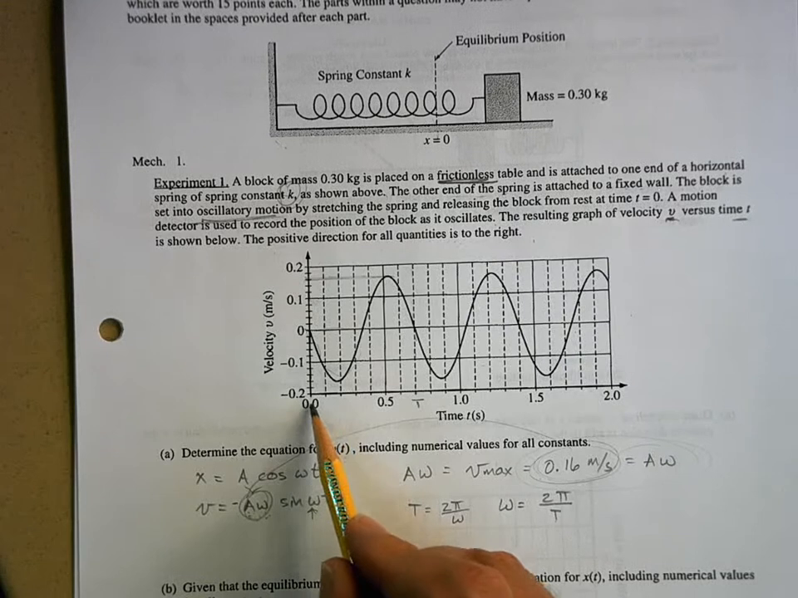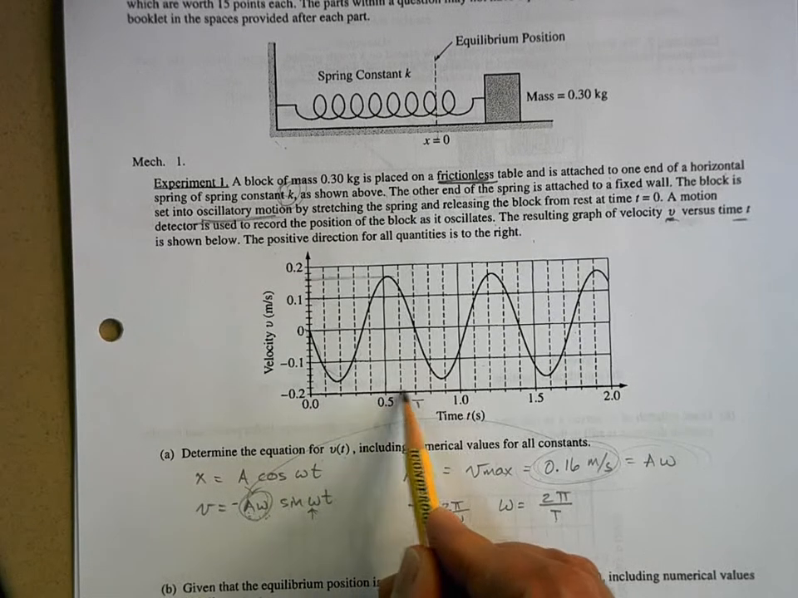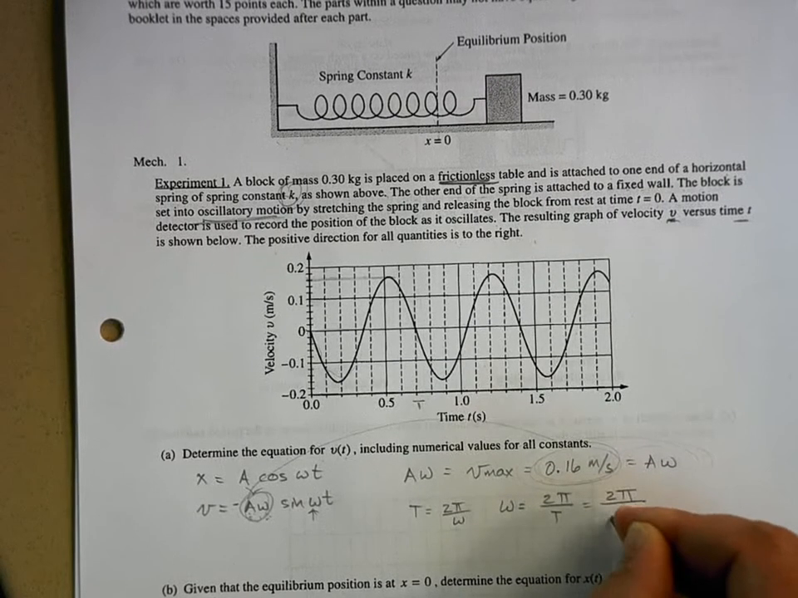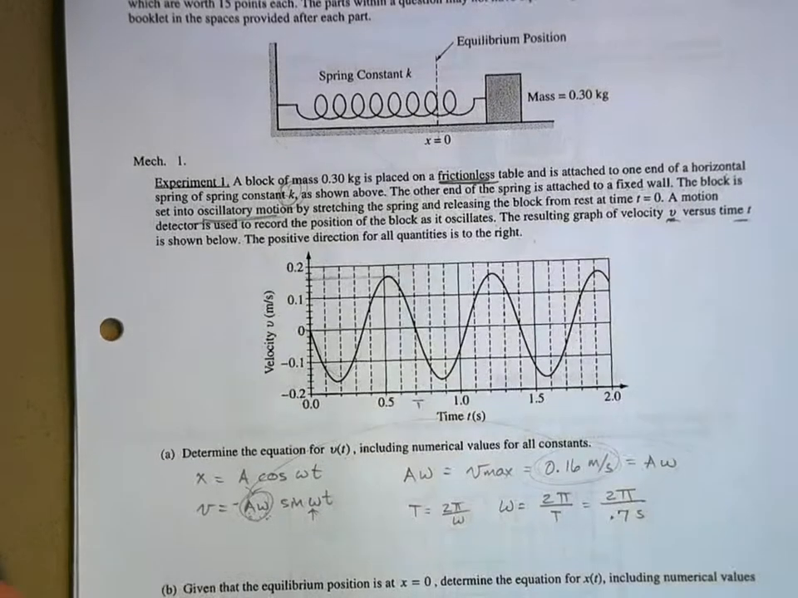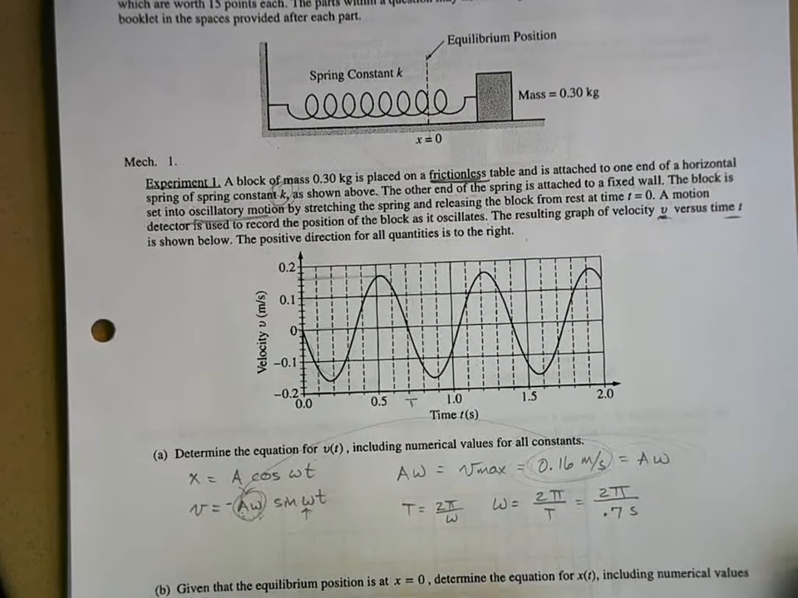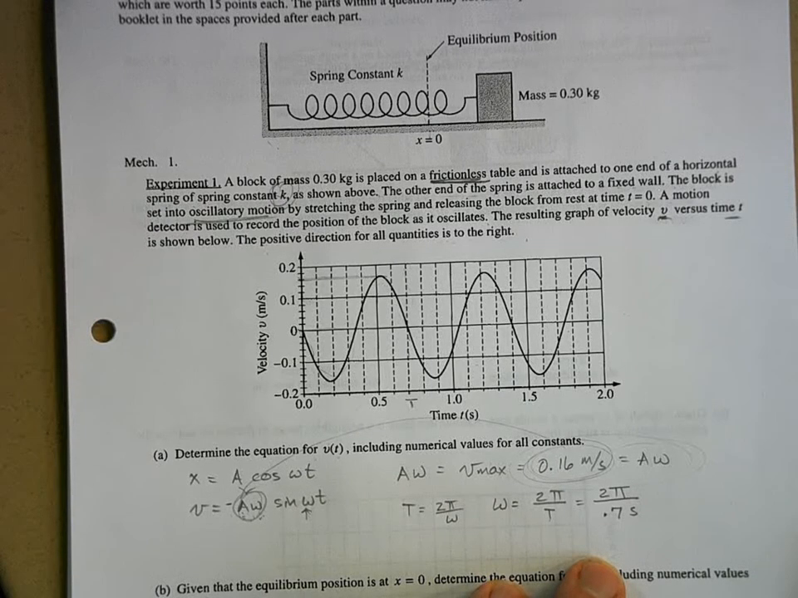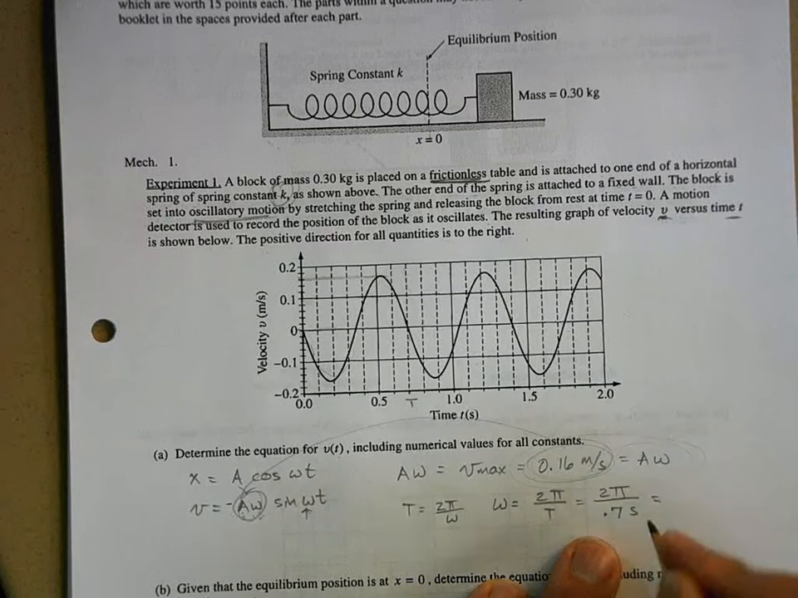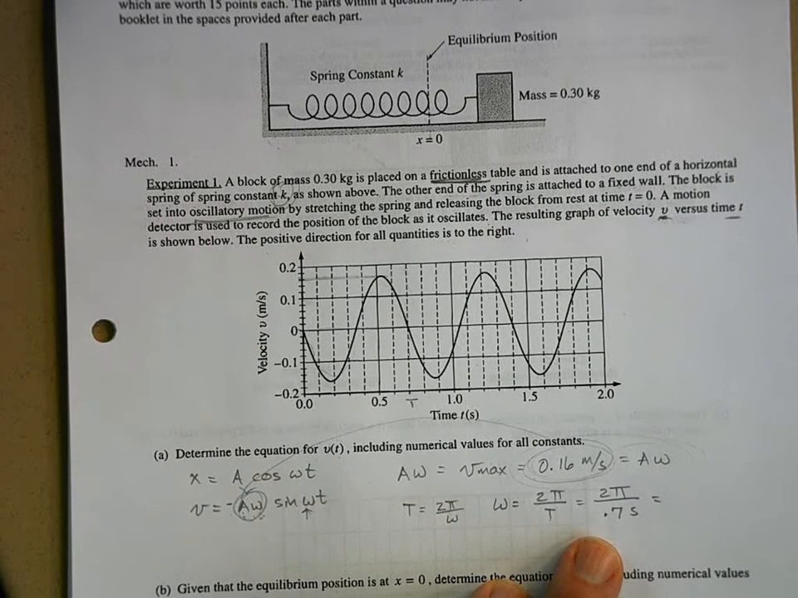And how much time is that? Well, that's just 1, 2, 3, 4, 5, 6, 7. So it's 0.7. So it's going to be 2 pi over 0.7 seconds. So then I get my calculator out, and I go 2 times pi divided by 0.7 equals, and I get 8.98.